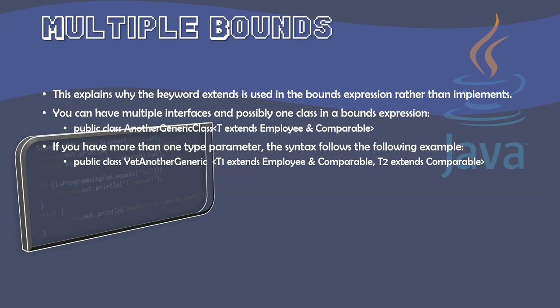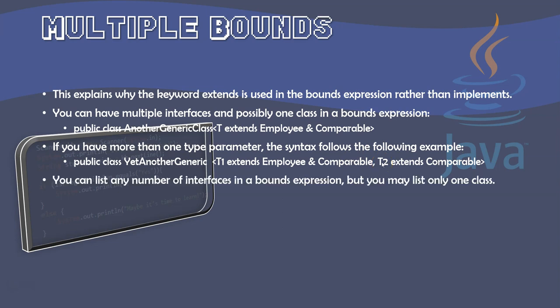If you have more than one type parameter, of course, the syntax is as follows: public class, yet another generic, T1 extends Employee and Comparable, comma, T2 extends Comparable. So this is where you can start putting in more than one type parameter. Pretty awesome. And you can list any number of interfaces within a bounds expression. However, you may only list one class.